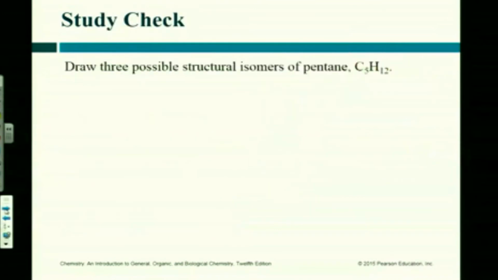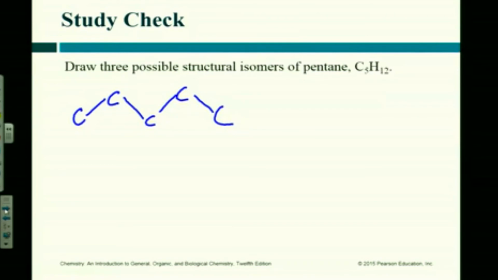I'm going to do this problem for you. Here it asks, draw 3 possible structural isomers for pentane. The first one you should all be able to draw. I'm going to leave the hydrogens off because it'll make it messy. Everybody okay with that being the first one? That's pentane.